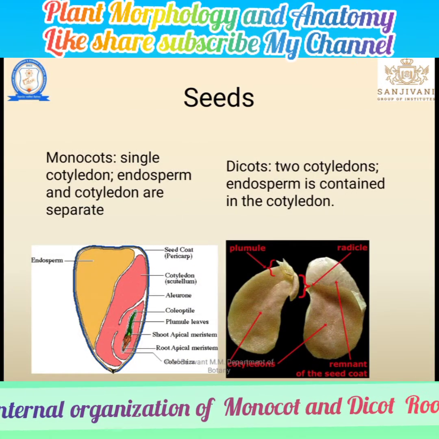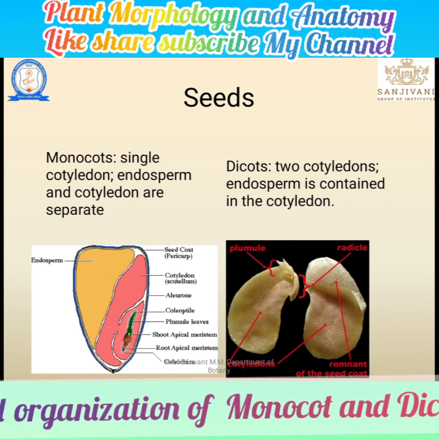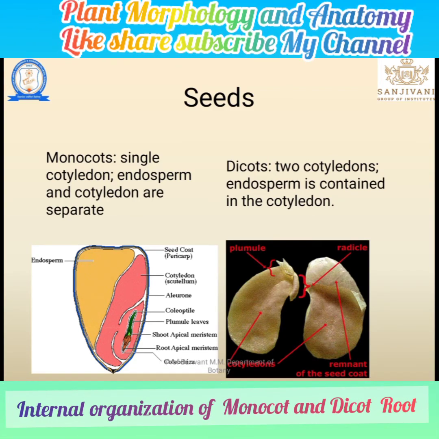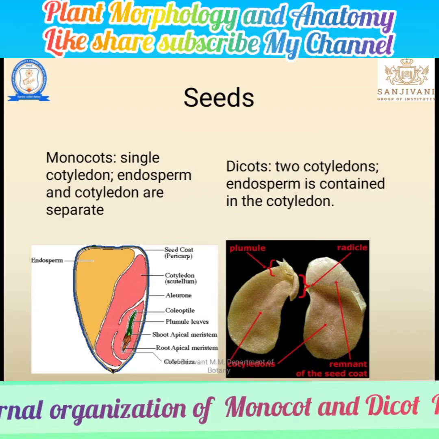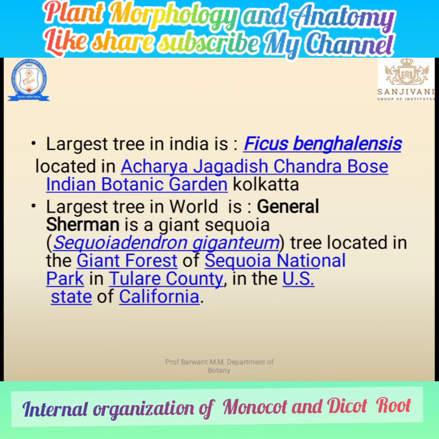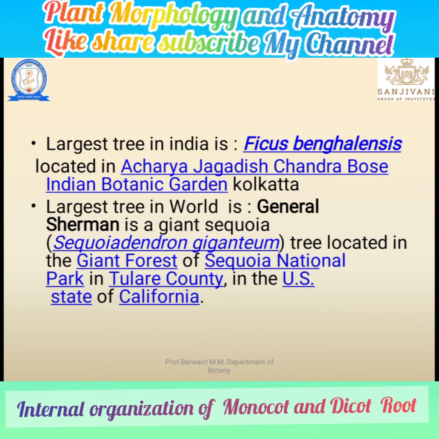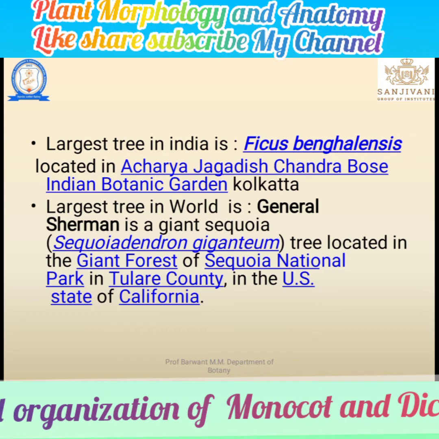Let's see the seed. In monocot, seeds have a single cotyledon. In dicot, seeds have 2 cotyledons. Let's see. I have one question. Previously, you were to give me the name of the largest plant in the world.